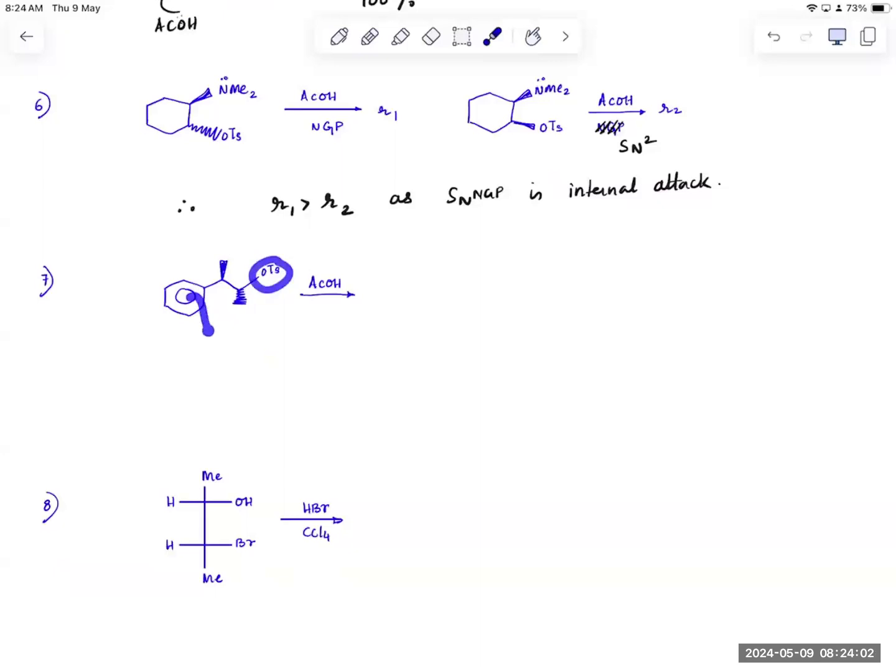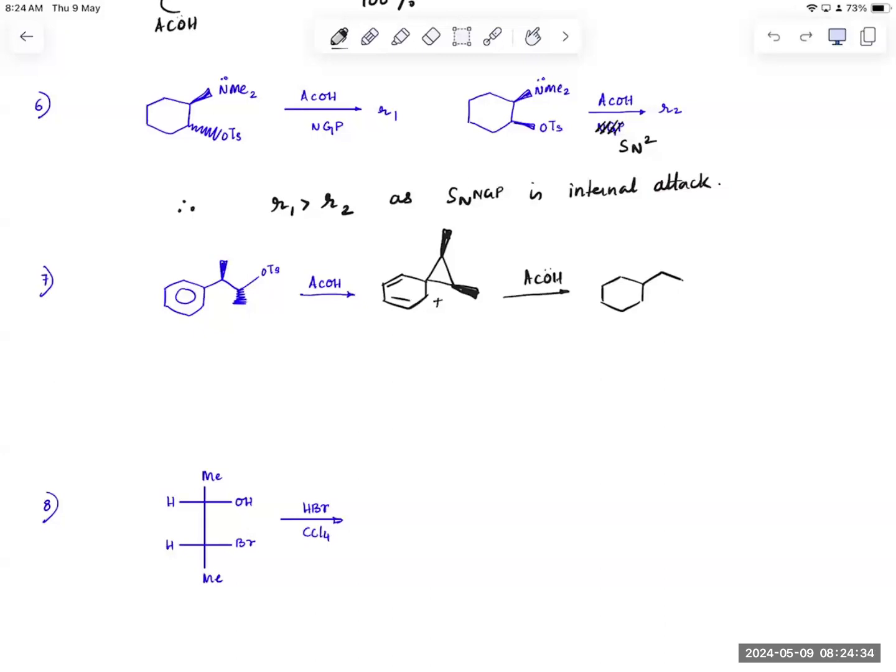Here you can see on the third position, benzene is present. It can attack from backside. So we would have structure like this, with methyl here, and another methyl here. Got it? So now OAC plus here, double bond, double bond. ACOH can attack on both the sides. So I will get product like this.